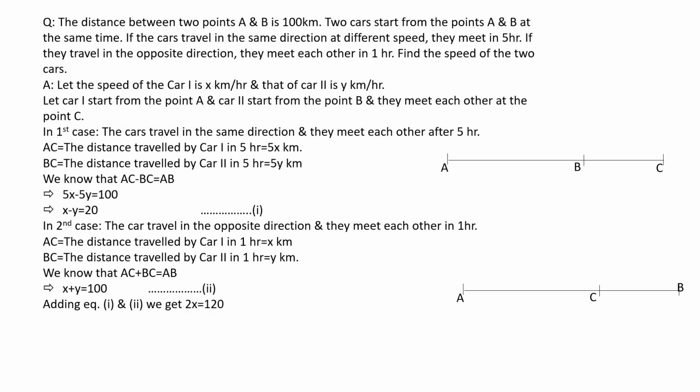Now adding equations 1 and 2, we get 2x equals 120, or x equals 60 km per hour. Putting the value of x in equation 2, we get 60 plus y equals 100, or y equals 40 km per hour.